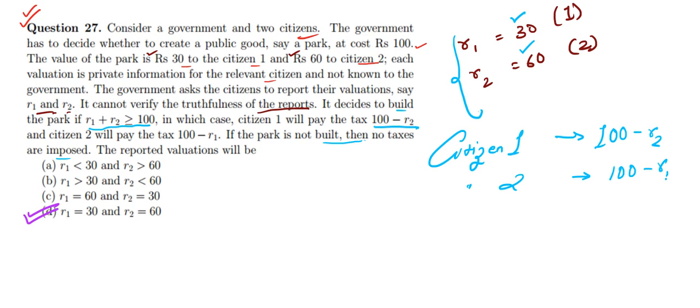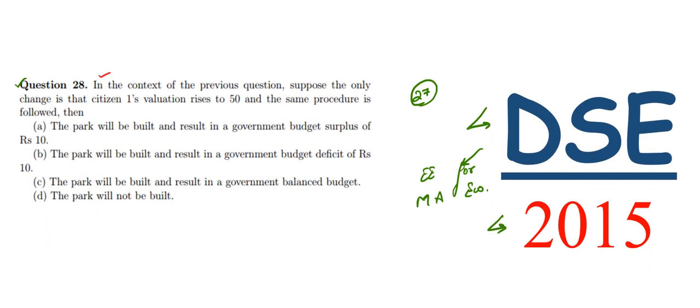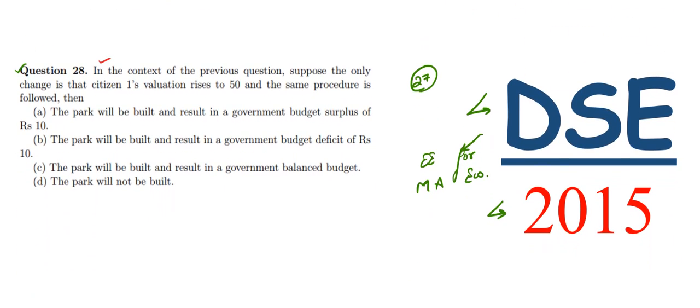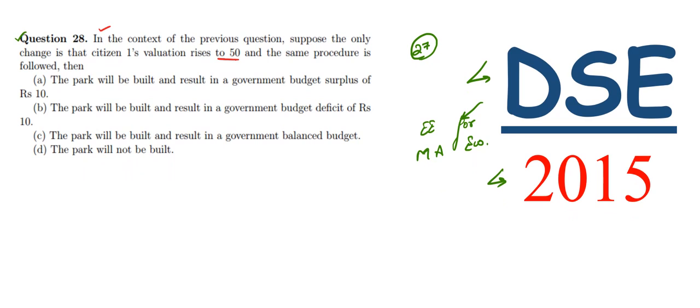So let's move on to our question now. In the context of the previous question, suppose the only change is that citizen 1's valuation rises to 50. In our previous question citizen 1's valuation, R1, was equal to 30 and now it has risen to 50 rupees. And the same procedure is followed. R2 is unchanged, that is citizen 2's valuation, which was rupees 60. Now the procedure is the same.